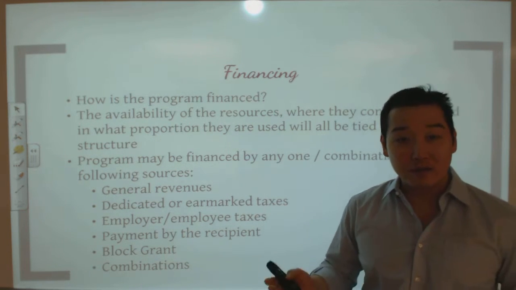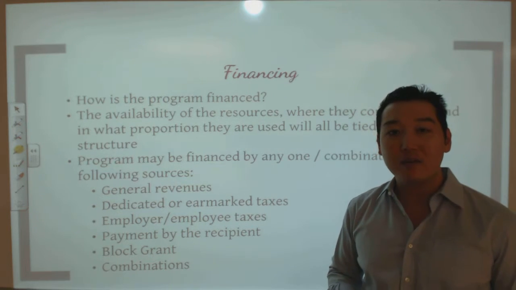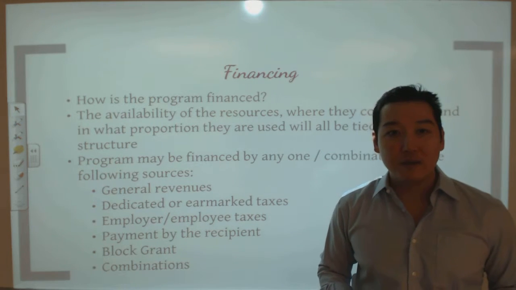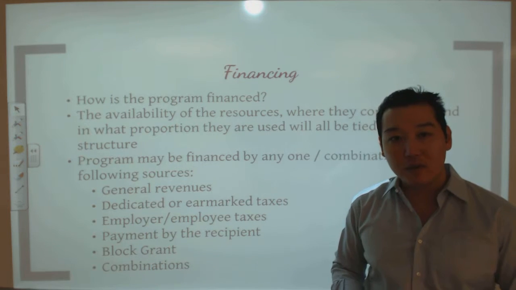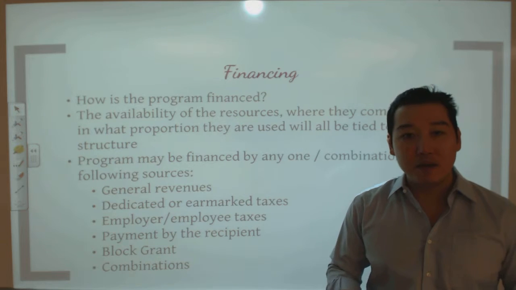So we've talked about many of these different approaches before. General revenue funding, dedicated or earmarked financing. You may have some sort of a payroll tax involved, right? In the way of social insurance programs, typically there's a tax assessed on both employers and employees. There might be some sort of payment by the recipient themselves.